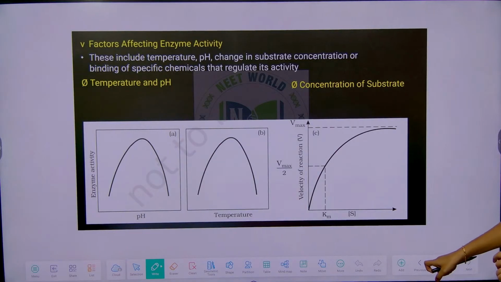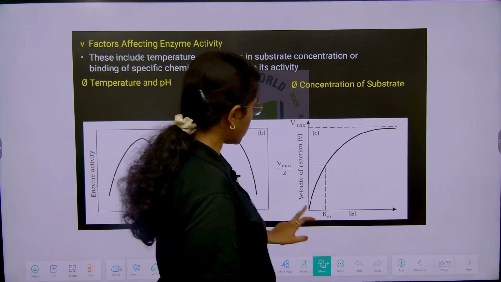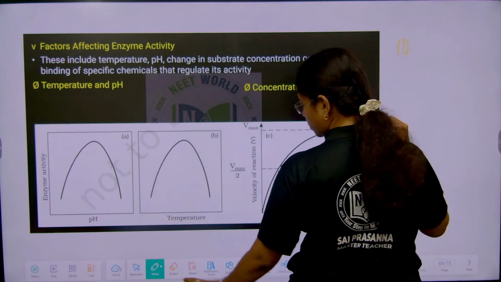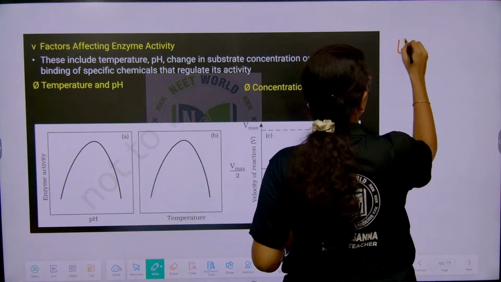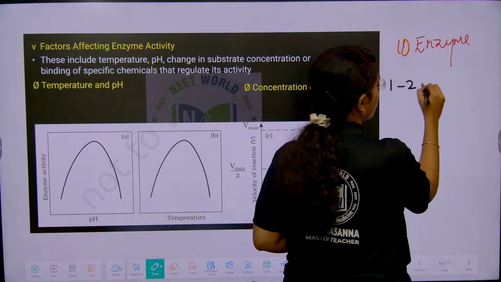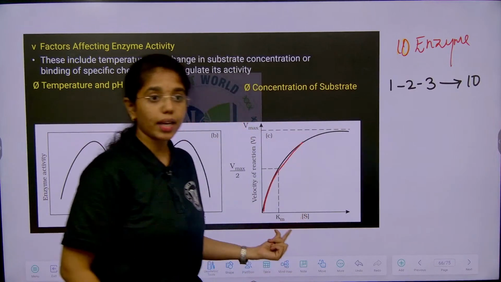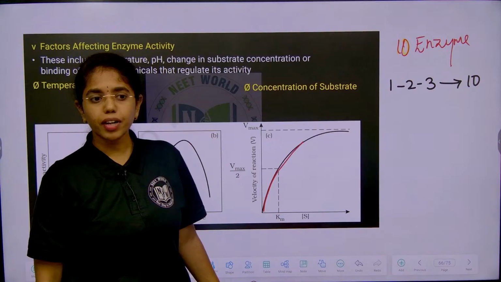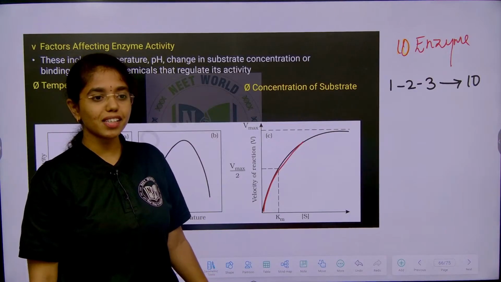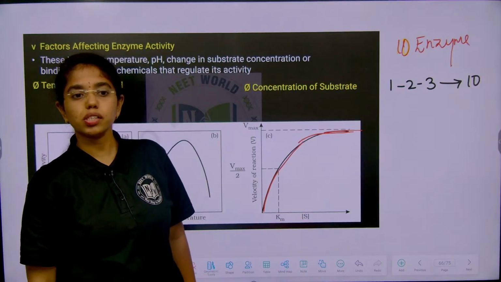So here we will see the substrate concentration. To analyze the substrate concentration is very easy. For example, we have 10 enzymes, and substrate is added 1, 2, 3 up to 10. The rate of reaction increases as I increase the substrate concentration. But after 10, even if I add more and more substrate, will the rate of reaction increase, or decrease? No, it will attain a constant state known as the saturation state.